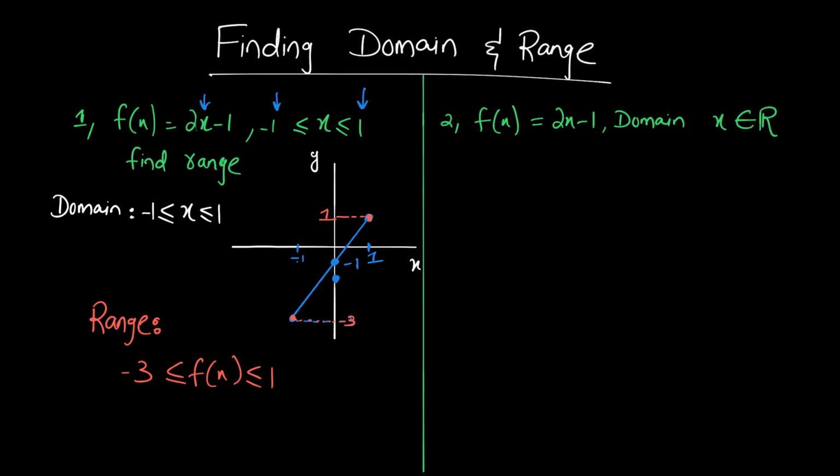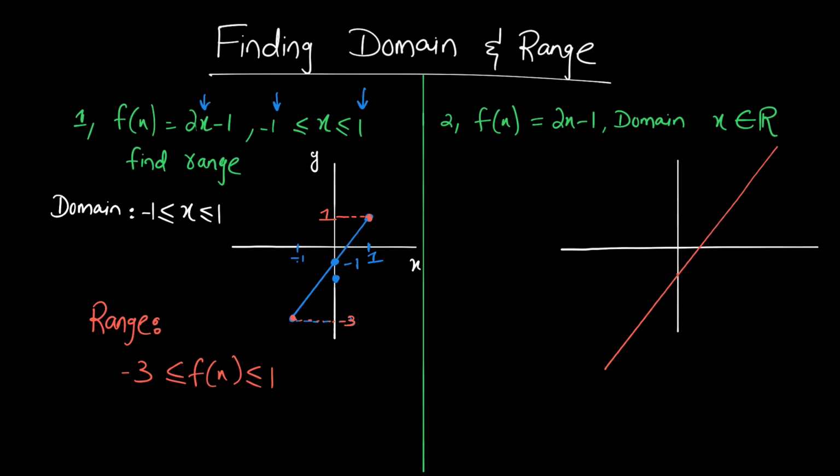Now if we consider the same equation but for a different domain, let's say the domain was x belongs to all real values, then how would your graph be different? There is no restriction of the domain. The domain is not restricted. This function is defined for all real values, meaning you will expect to have an infinite line like this.